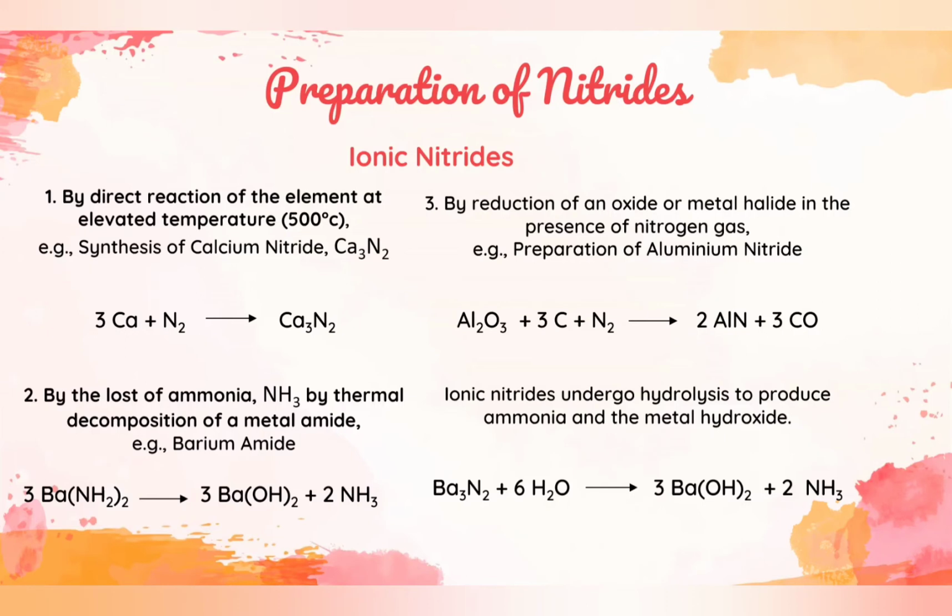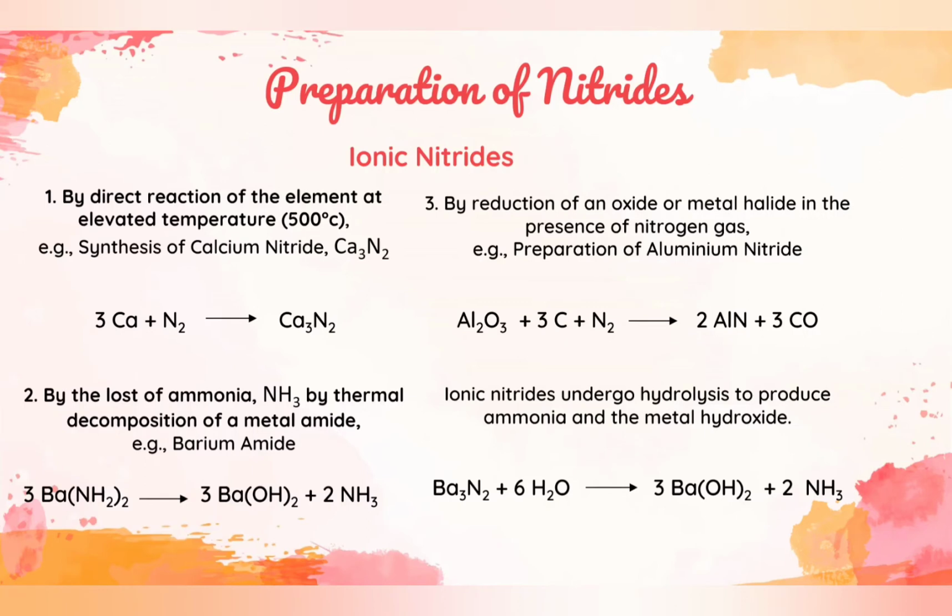3 mole of barium amide will produce barium nitride, 3 mole of barium hydroxide and 2 mole of ammonia. Thirdly, by reduction of oxide and metal halide in the presence of nitrogen gas, for example, preparation of aluminium nitride. Aluminium oxide will react with 3 mole of carbon and nitrogen gas and will produce 2 mole of aluminium nitride and 3 mole of carbon monoxide.